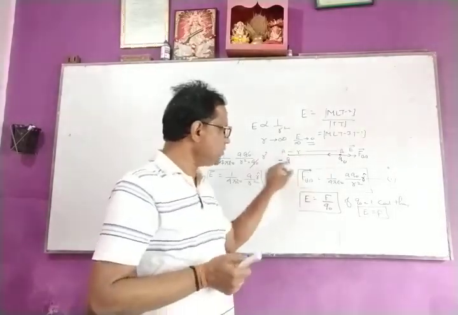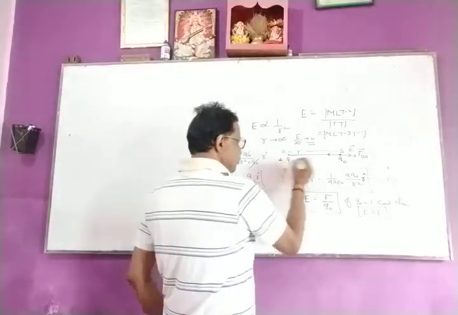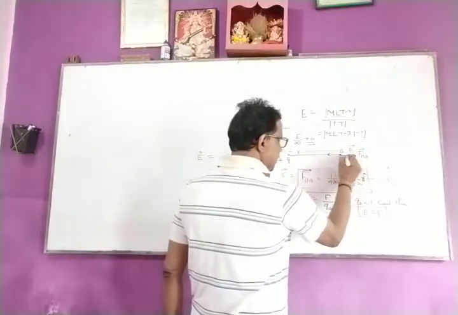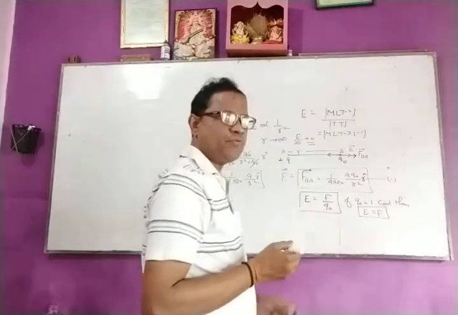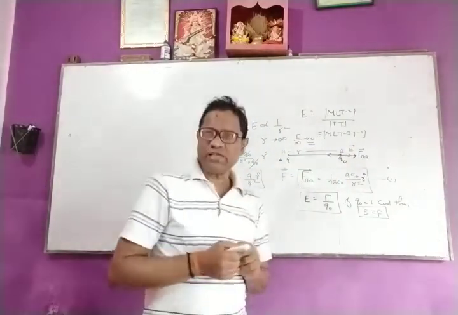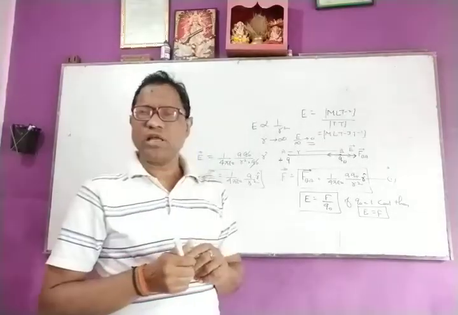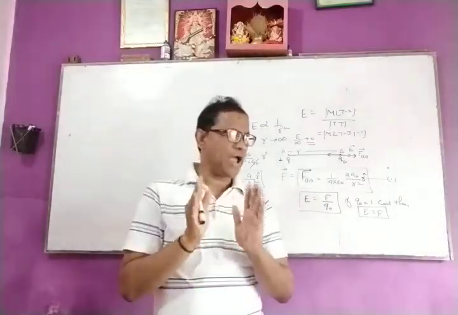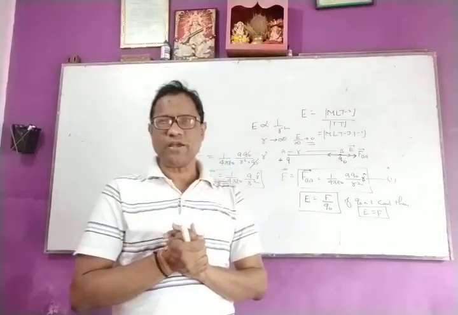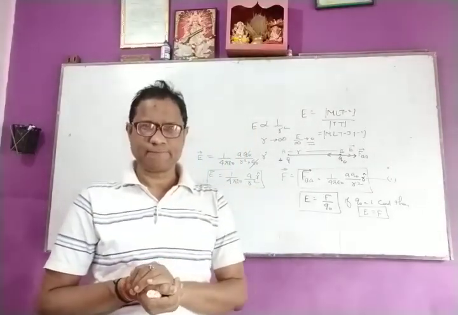Both positive, so radially outwards; both negative, radially inwards. The direction of force always acts along the line joining the two charges, so the electric field also acts along the line joining the two charges.